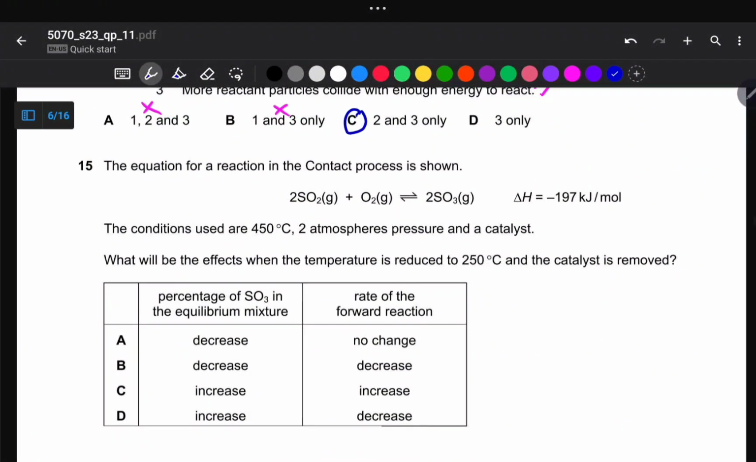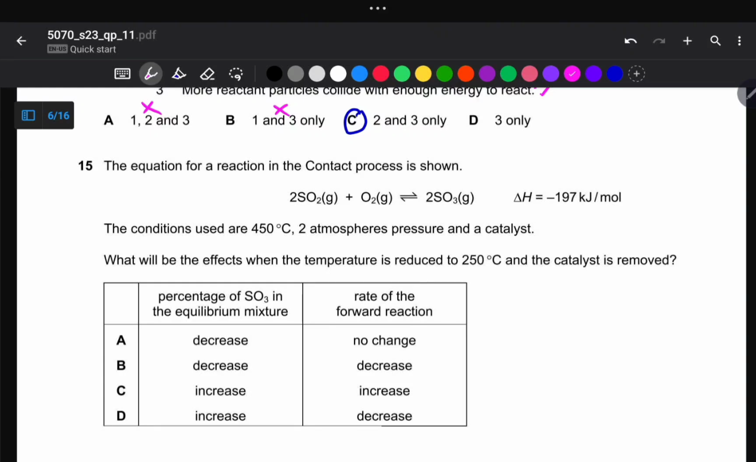So those are industrial chemistry. So the question says the equation for a reaction in the contact process is shown below. So this is the contact process, the manufacturing of sulfuric acid. So the conditions are 450 degrees Celsius, 2 atmospheres of pressure and a catalyst. So I want someone to name the catalyst in the comment section. So the catalyst for the contact process is vanadium pentoxide.